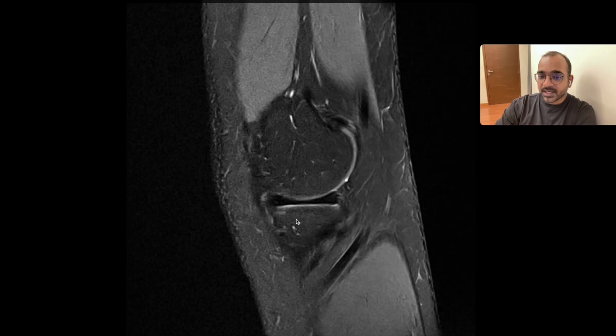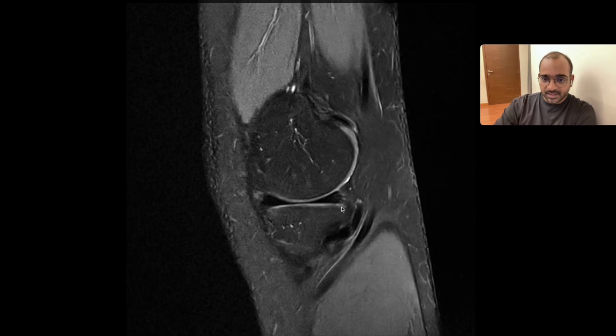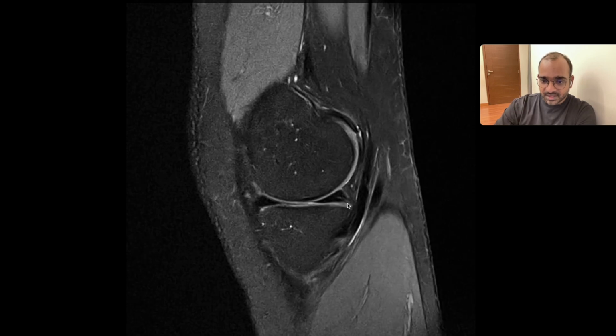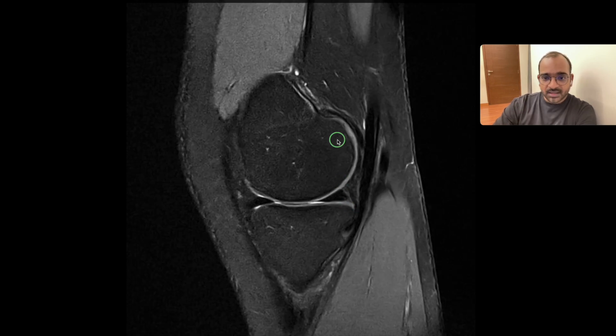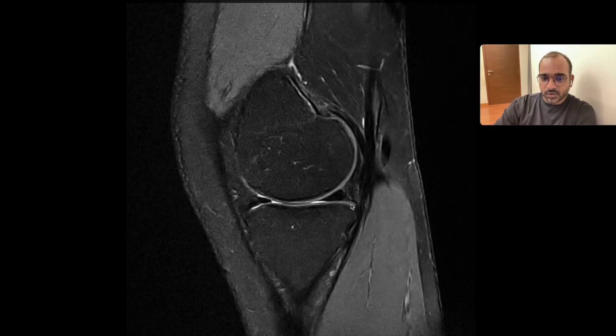Similarly, we have something called the meniscotibial ligament or coronary ligament. If we see here, this band is joining the lower, inferior aspect of the meniscus with the tibia. This is our meniscotibial ligament or coronary ligament.